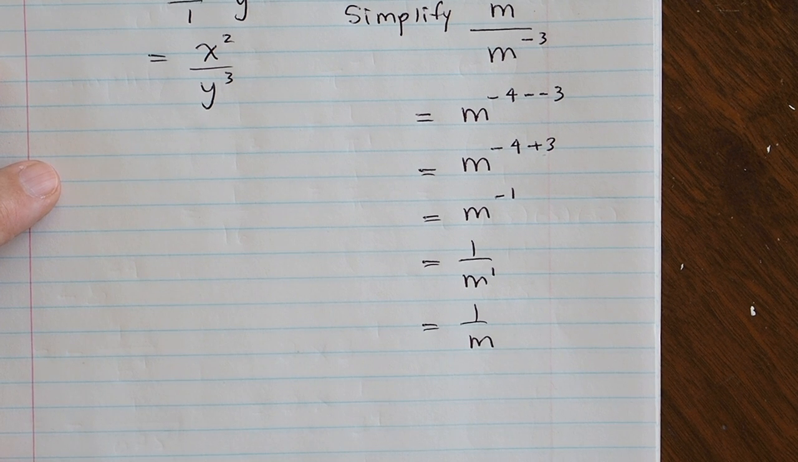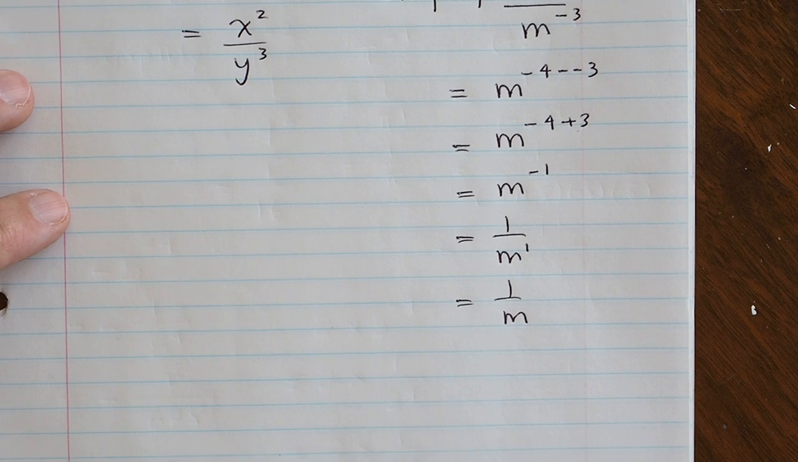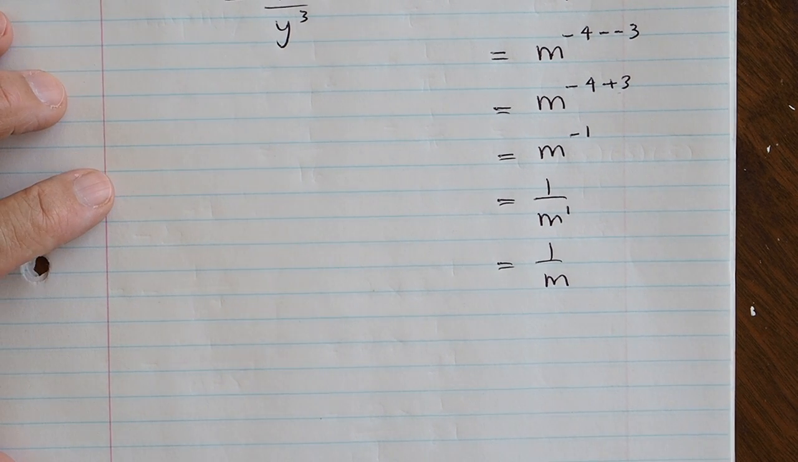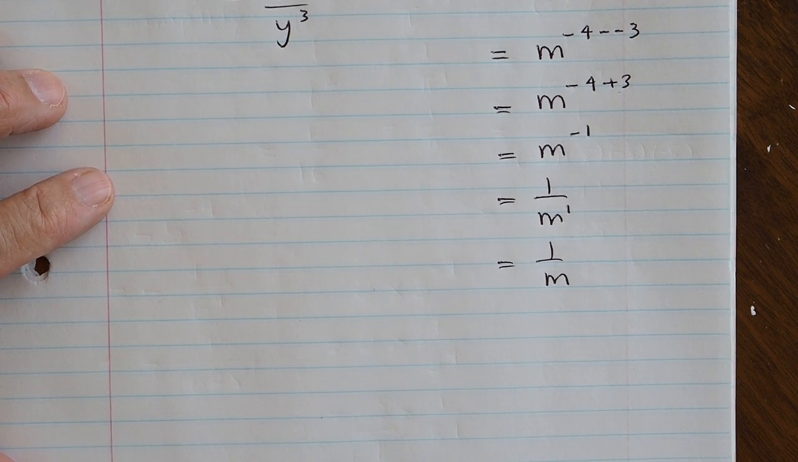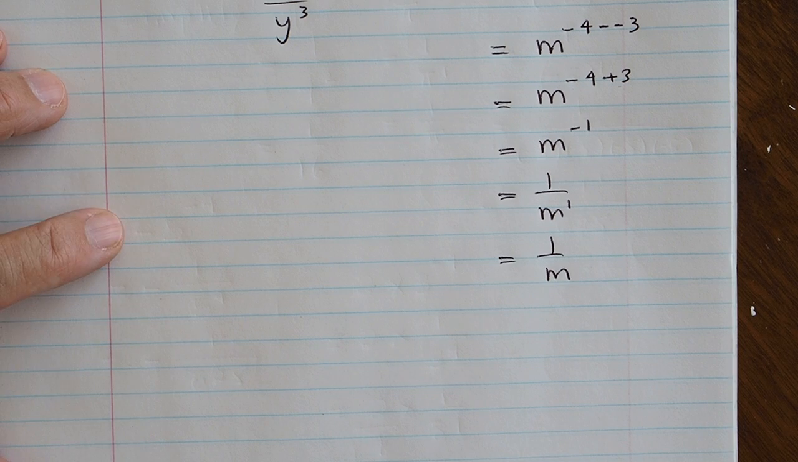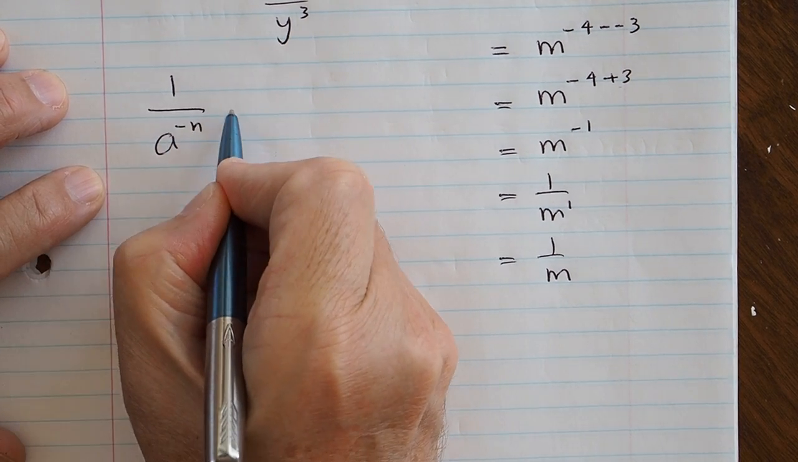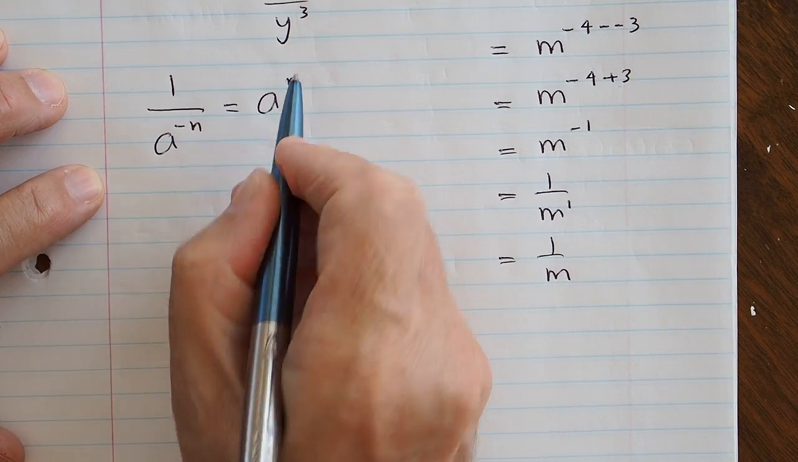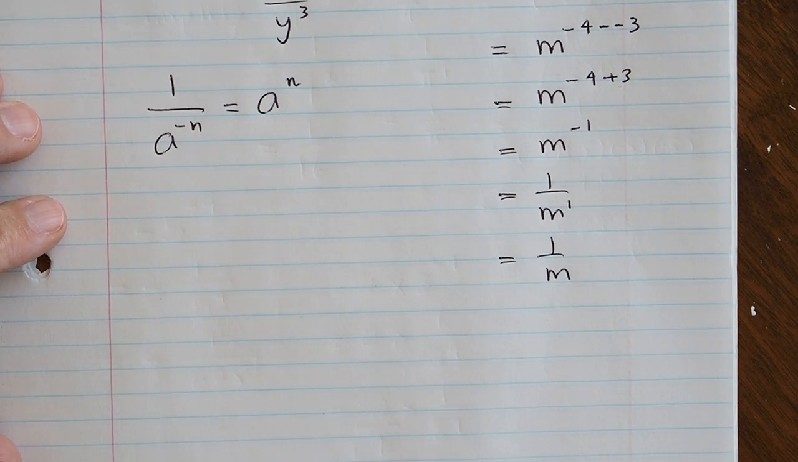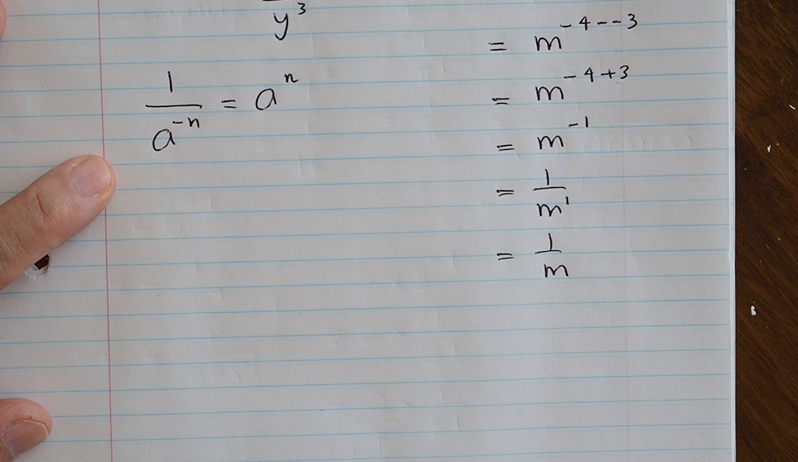Very good. In the next set of examples, we're going to explore the middle of the 3 power rule variations we're working with today. So that is this one. 1 over a to the negative n is a to the positive n. Let's look at some examples which help us understand this variation of the negative exponent power rule.